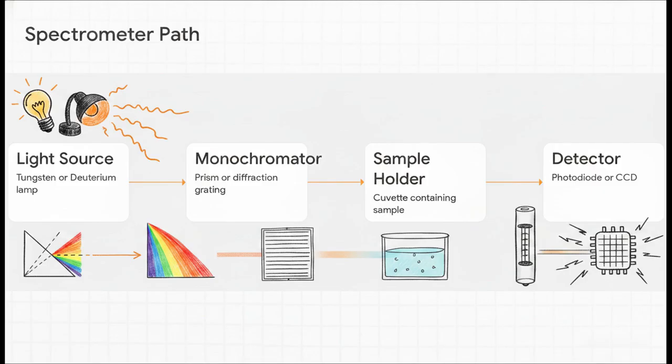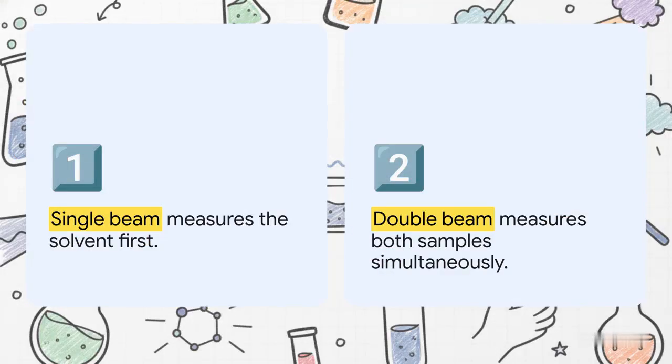And finally, whatever light manages to survive the journey hits the detector, usually a photomultiplier tube or a CCD, which translates that physical light intensity into the digital data on our screens. Now, you'll generally run into two main architectures for these machines, single beam and double beam. The real difference is how the light is directed before it hits the detector.